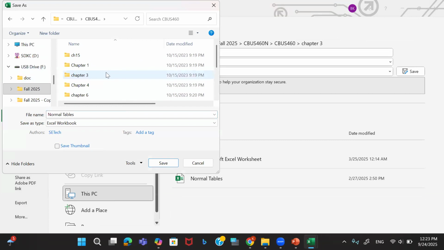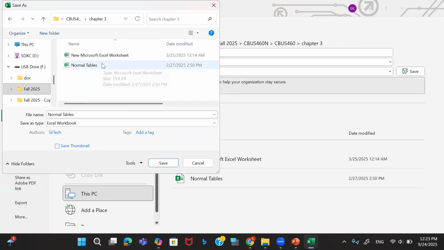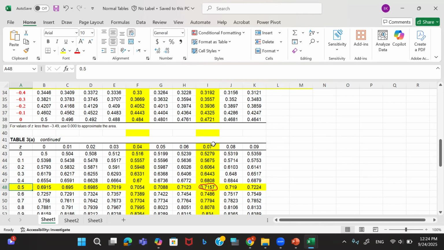So let's say we are in chapter 3. Oh, it is here in chapter 3. Look for the second digit. The intersection between them is this value. So the probability that we will finish this project in 16 weeks is 71.57%.